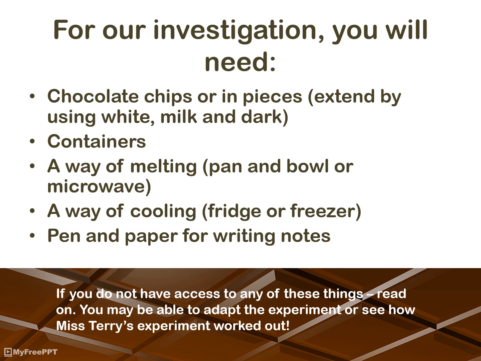Okay, for the investigation today, these are the things you'll need. Some chocolate chips or pieces. I used pieces, and you can extend your investigation by using different types of chocolate, which is what I have done as well. You might need some containers. Tupperware or old takeaway things are really good. A way of melting, so maybe a pan and a bowl or a microwave. A way of cooling, a fridge or a freezer, and some pens and some paper for writing down your notes. If you don't have access to these things, carry on with the PowerPoint, because I've done the experiment as well, so at least you can see how it's worked out. There are different ways of doing this, so keep going with it.